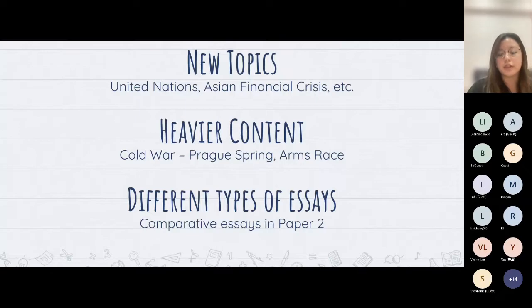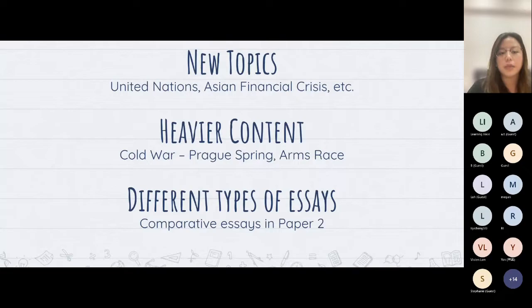And most importantly, there are different types of essays in JC history. So there are comparative essays in paper two, where it becomes a lot more important for you to observe trends across the entire Southeast Asian region. And it's not so much about simply memorizing this specific event that happened in this specific country. You have to learn about the general trends throughout the region.